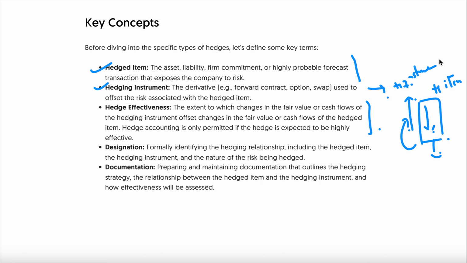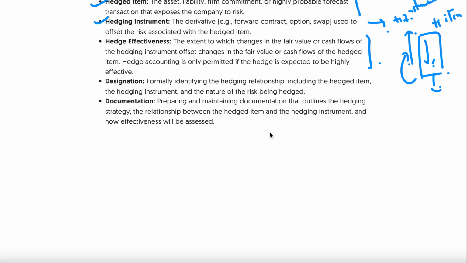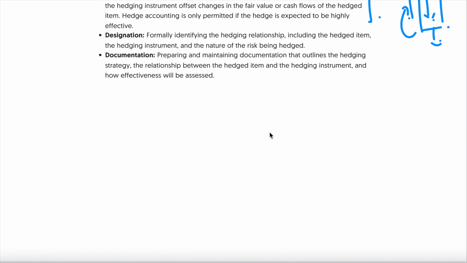And hedge accounting is only permitted if the hedge is expected to be highly effective. Then you've got the designation, formally identifying the hedging relationship, including the hedged item, the hedging instrument, and the nature of the risk being hedged. Documentation is to prove that you can use hedge accounting, like preparing and maintaining the documentation that outlines the hedging strategy and the relationship between the hedged item and the hedging instrument.